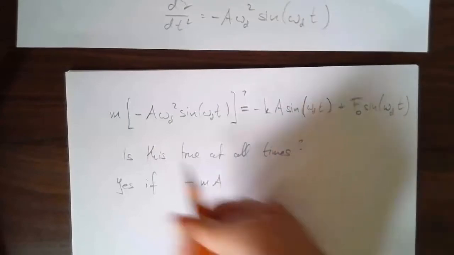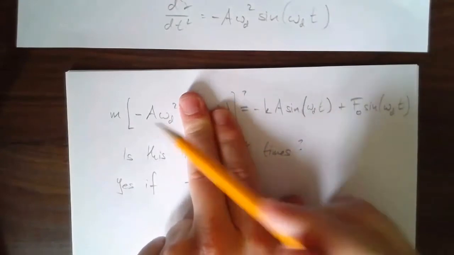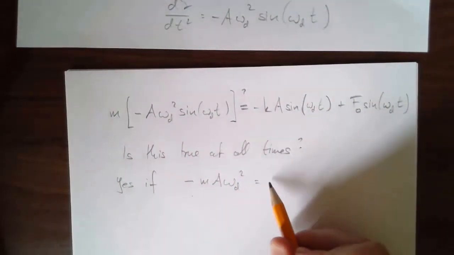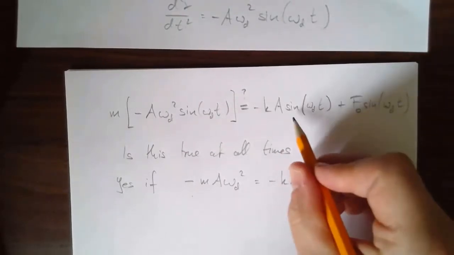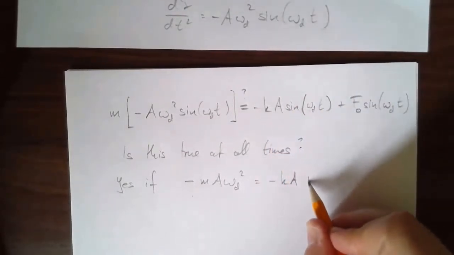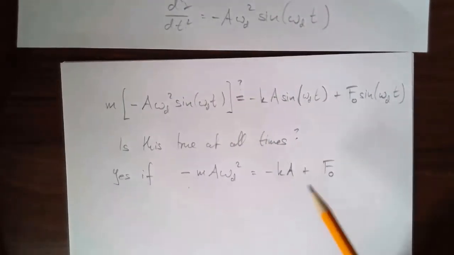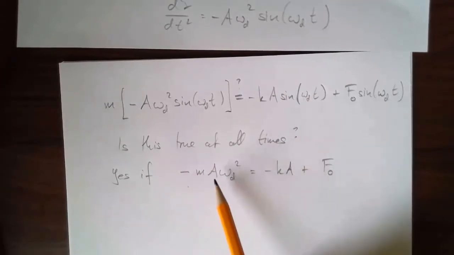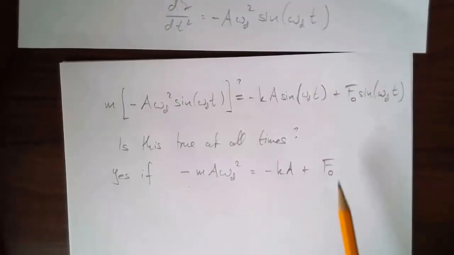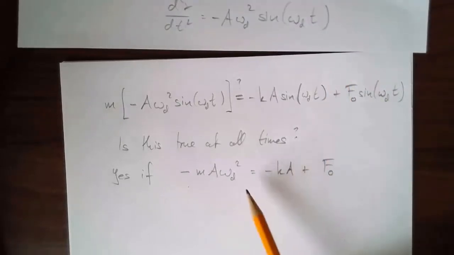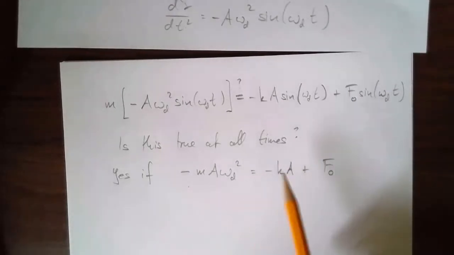minus m A omega d squared, right, that's this part here without a sine, is equal to minus k A, right, this part here without a sine, plus F naught. Now one thing you notice is that in this case I can't cancel out the amplitude, because there's no amplitude term in this last one here. So that means that the amplitude isn't free to choose. Let's rearrange and see what it is.